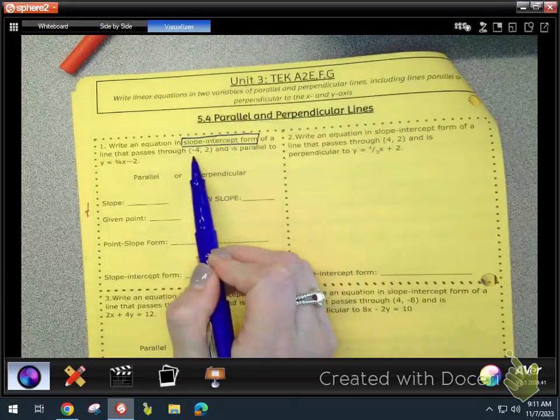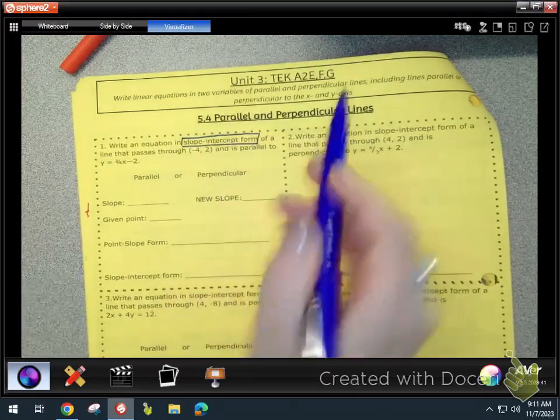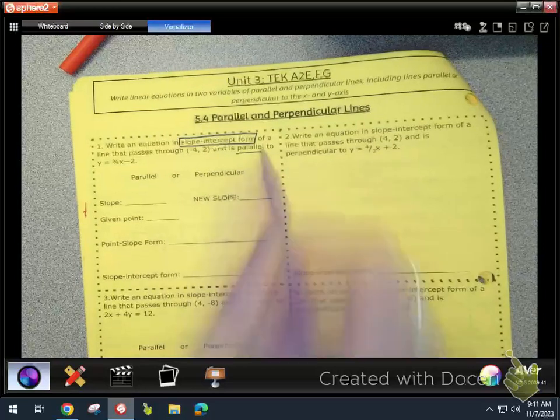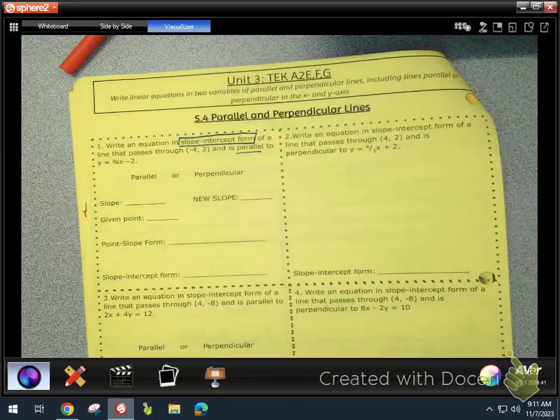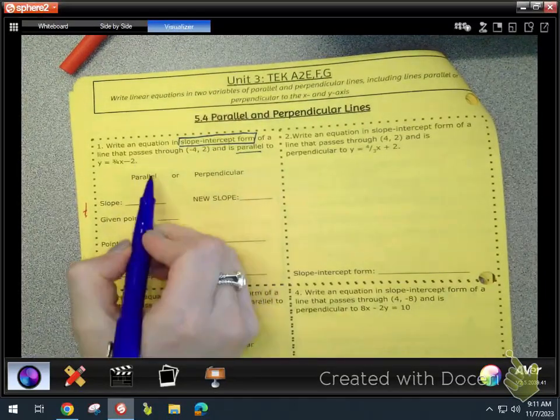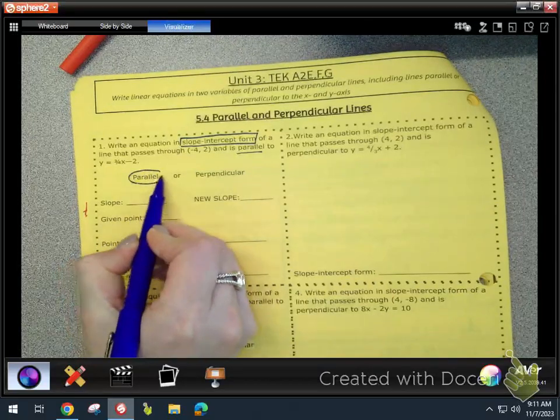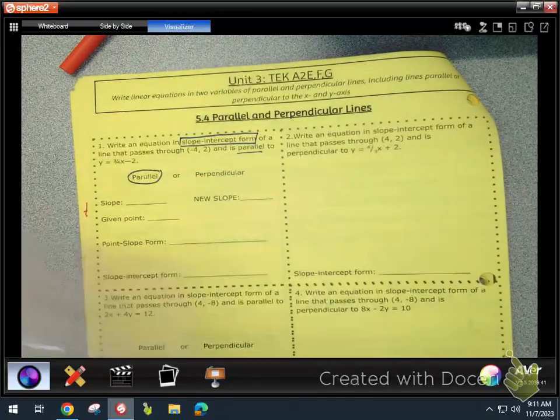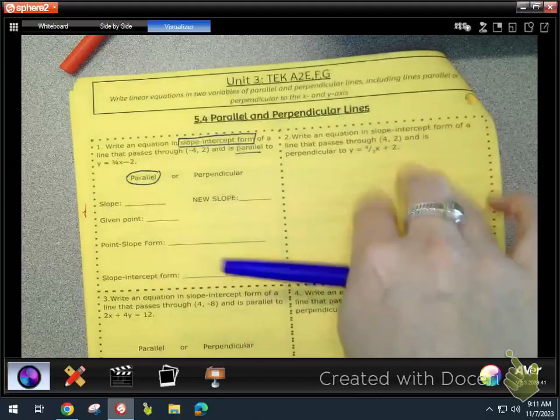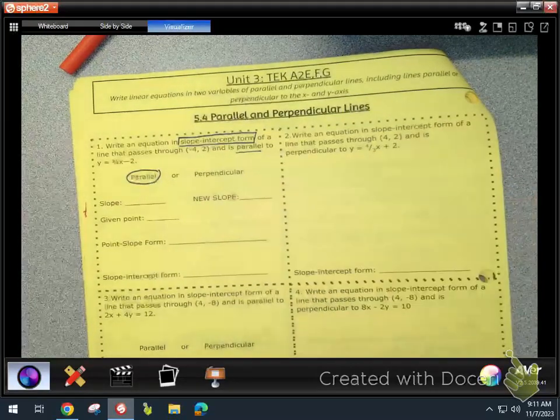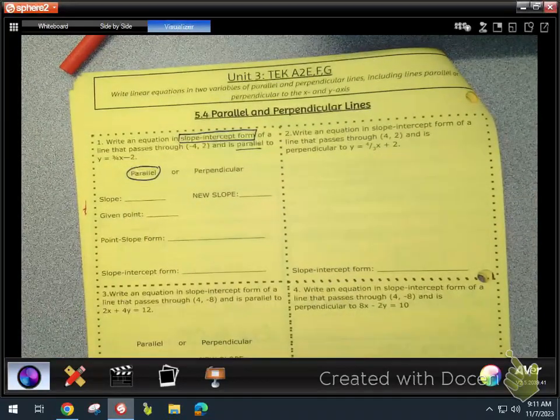Passes through the point. So here's our given point. And what's our key word? Parallel. What do we know about parallel lines? Same slope. So again, number 1 has a lot of little answer blanks for you to consider. You're not going to have that. Your stuff's going to be like number 2. We're going to take all that away, but this is like the process that we're going through.